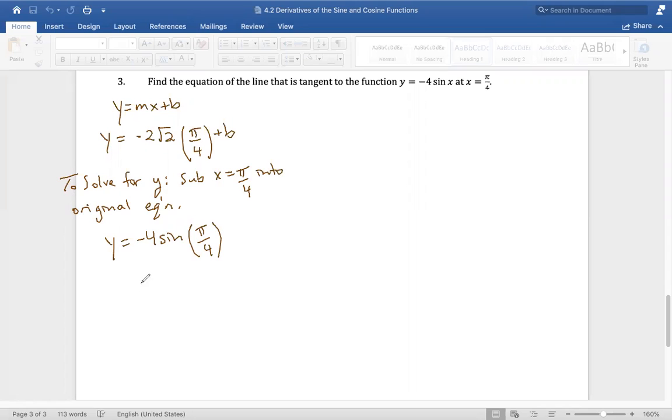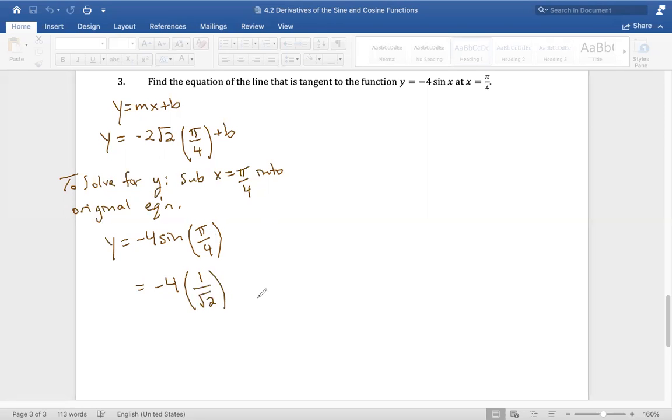Which equals -4. Did we figure out the sine of pi over 4? I think we just figured out the cos of it. If we go back and look at that special triangle, standing at 45 degrees, and sine is opposite over hypotenuse, you would still have 1 over the square root of 2. So the sine of 45 degrees is still 1 over the square root of 2.